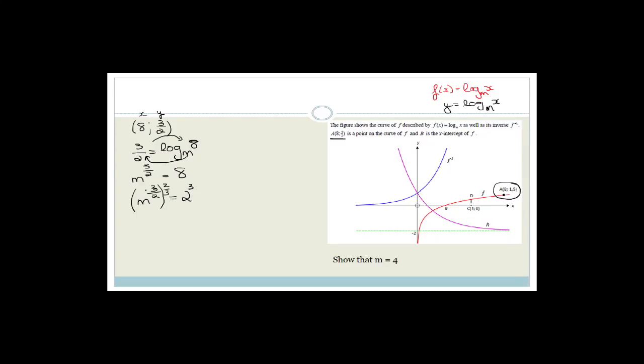What I do to the one side, I have to do to the other side. So I'm going to multiply this by the power of 2 over 3. But what is the rule? The rule is that we can just multiply across the brackets. That's why we're doing this.